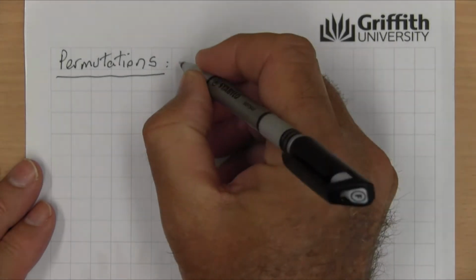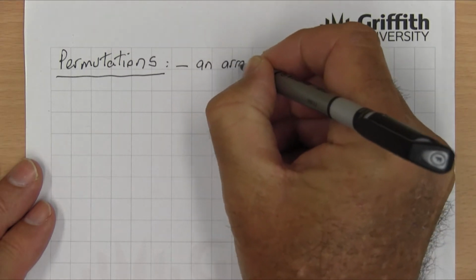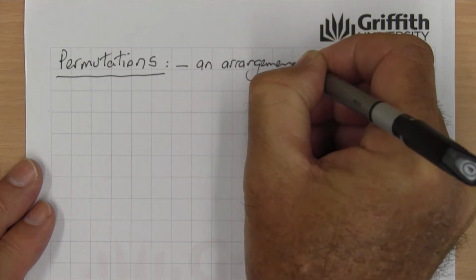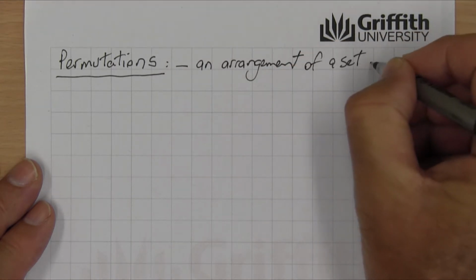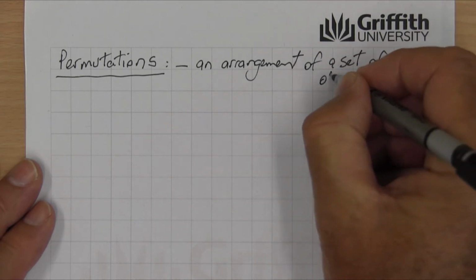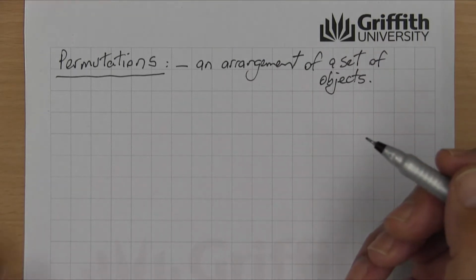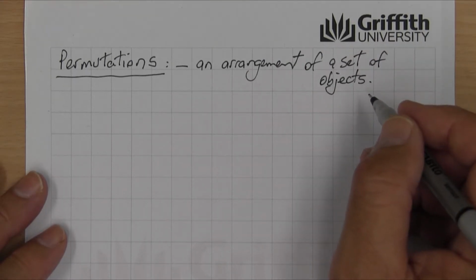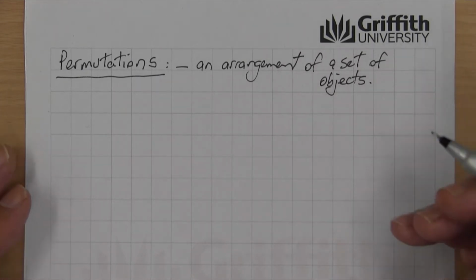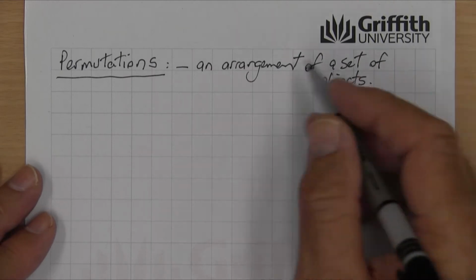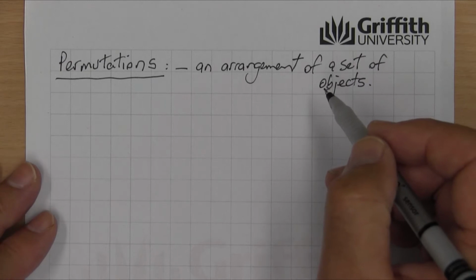A permutation is simply an arrangement of a set of objects. So you've got some objects. It could be cards, it could be letters in a number plate. A particular arrangement of these objects is called a permutation.